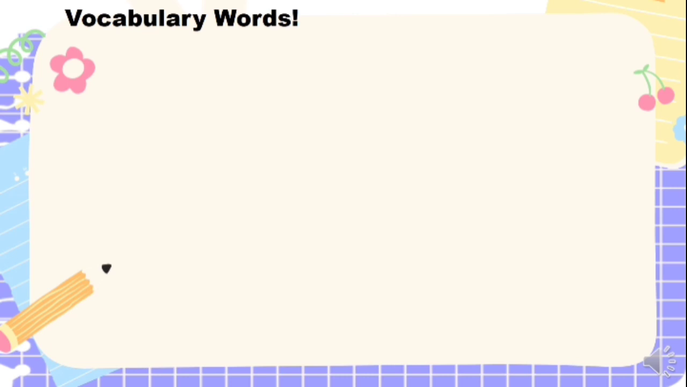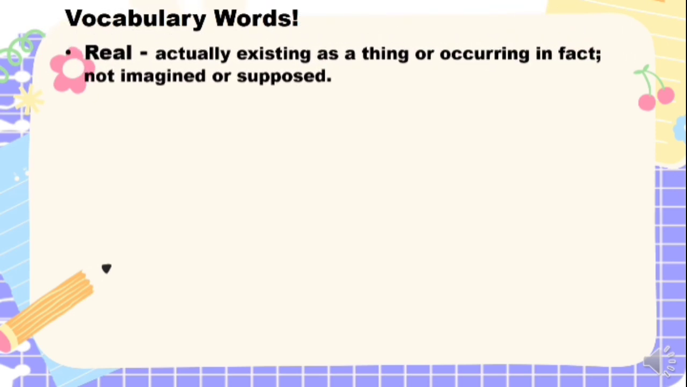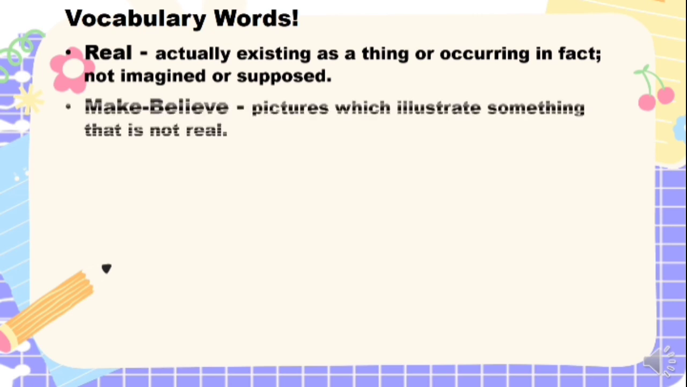So the first word is real. Actually existing as a thing or occurring in fact, not imagined or supposed. Ibig sabihin ng real, ito ay totoo at hindi kathang isip lamang. Make-believe. Pictures which illustrate something that is not real. Ito ay kabaliktaran ng real. Ang make-believe ay mga larawan na nagpapakita ng mga bagay na hindi totoo or kapani-paniwala.